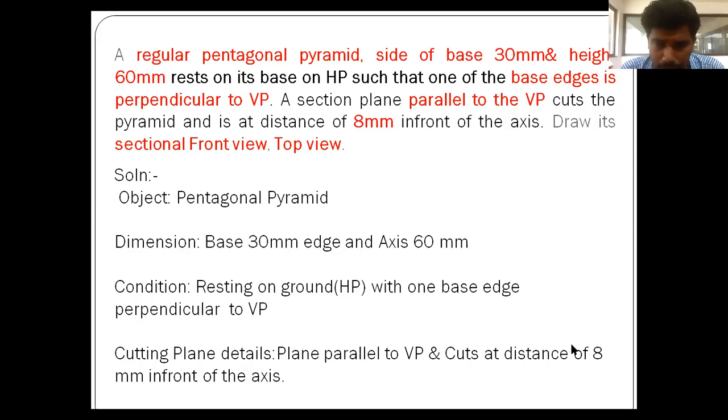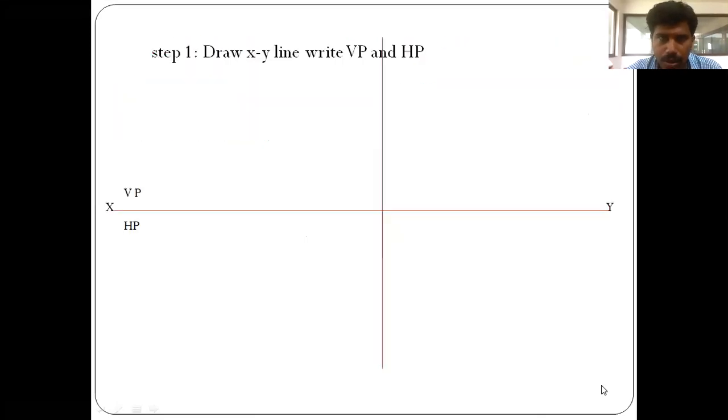So here the plane is parallel to VP, which means the top view will be seen as a line. Okay, let's go to solve this problem. Next step. As usual, very first we have to draw the XY line, with VP and HP.